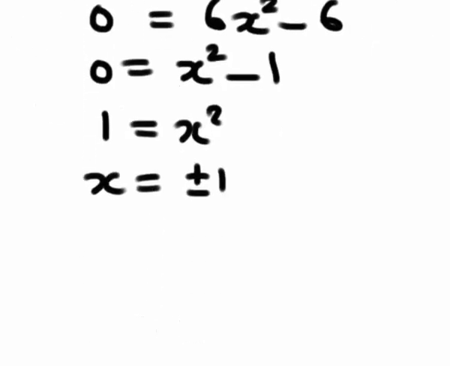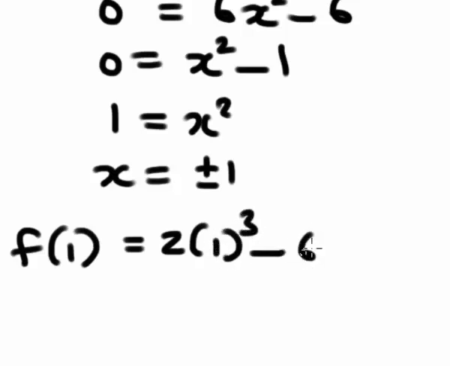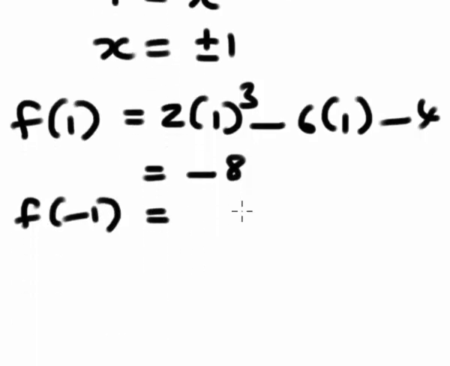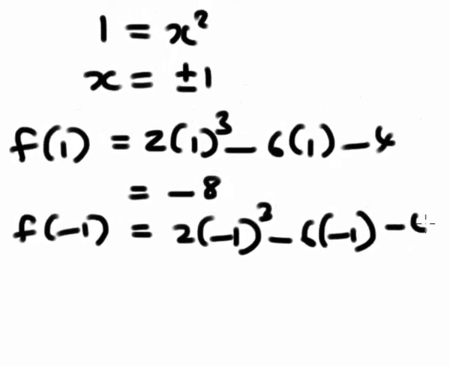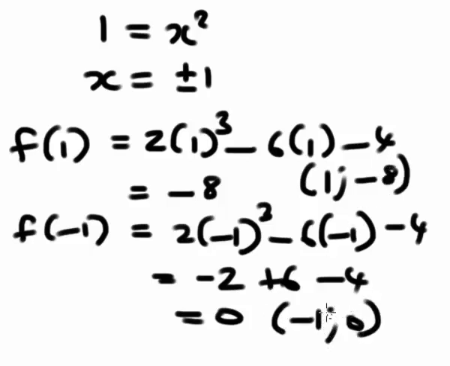Now let's work out the corresponding y values. The f of 1, go into the original, 2 times 1 cubed, minus 6 times 1 minus 4, 2 minus 6 minus 4 is -8. And then what is the f of -1? Let's plug in there and see what we get. Well, it's 2 times -1 cubed, minus 6 times -1, subtract 4, -2 plus 6 minus 4 is 0. So you've got a turning point at (1, -8), and (-1, 0). That's a turning point. Interesting. It's where the repeated x-intercept lies.